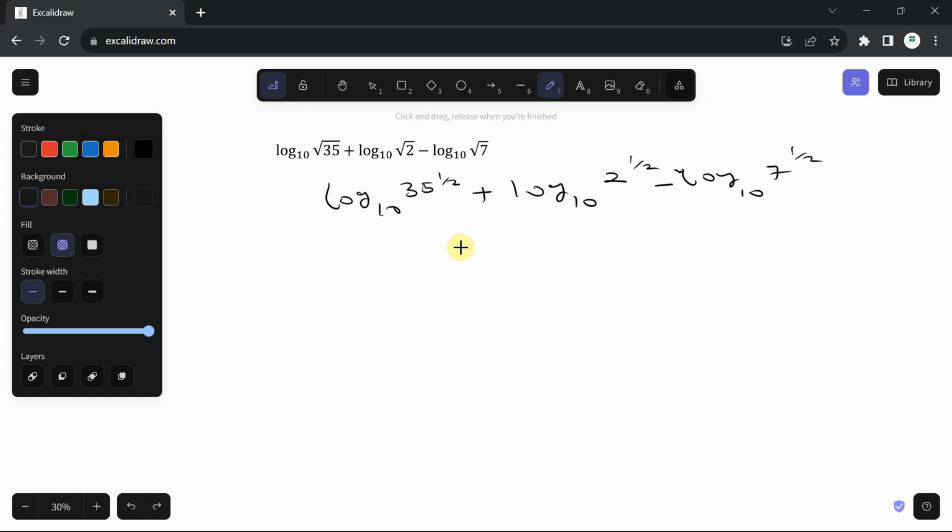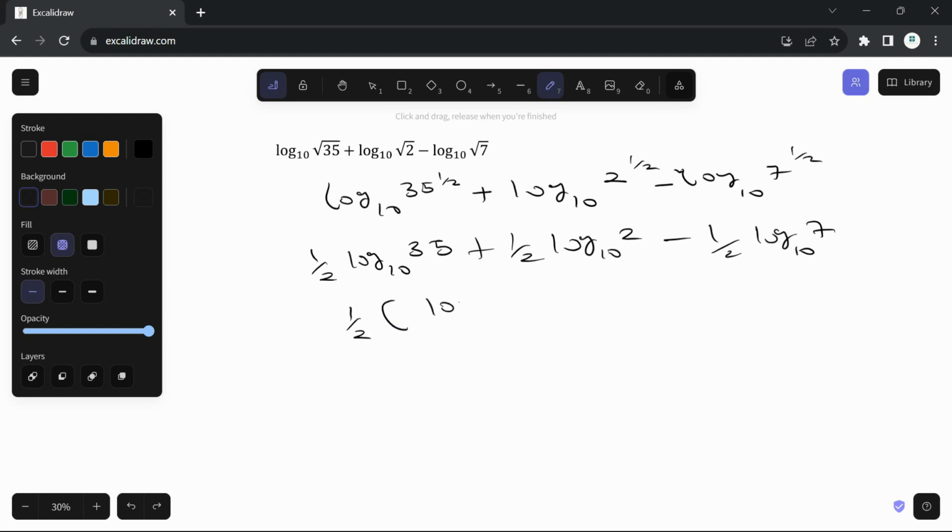And based on the law of logarithm, we know that we can bring this power down by saying half log base 10 of 35 plus half log base 10 of 2 minus half log base 10 of 7, right? And if you notice there is a half present, that means I can factor out the half and say half, log 35 base 10 plus log 2 base 10 minus log 7 base 10.